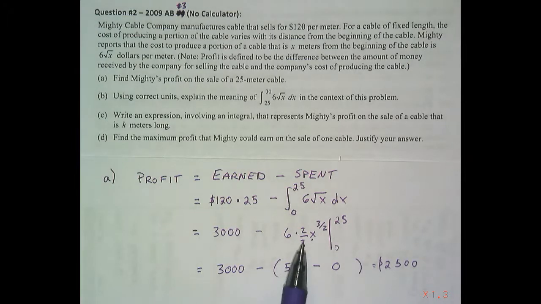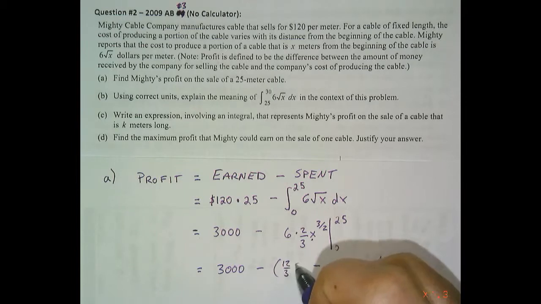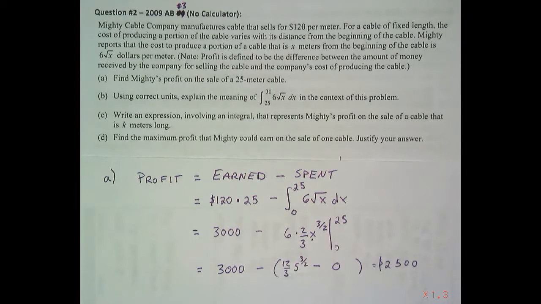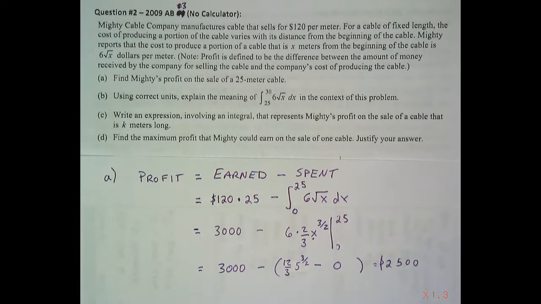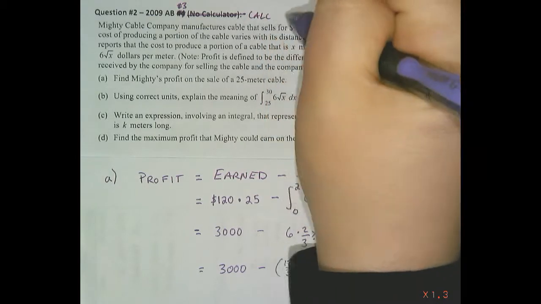If you are unable to do fractional exponents in your head, that's fine. You could rewrite this as a numerically equivalent answer: 12/3 times 5 to the 3/2. There you go. And given the level of difficulty of doing this in the head, I'm going to double check to see if this is actually calculator active. All right, it was calculator active. We'll fix that.